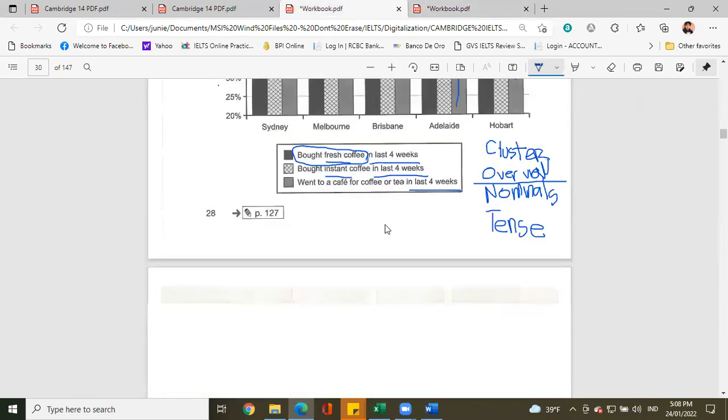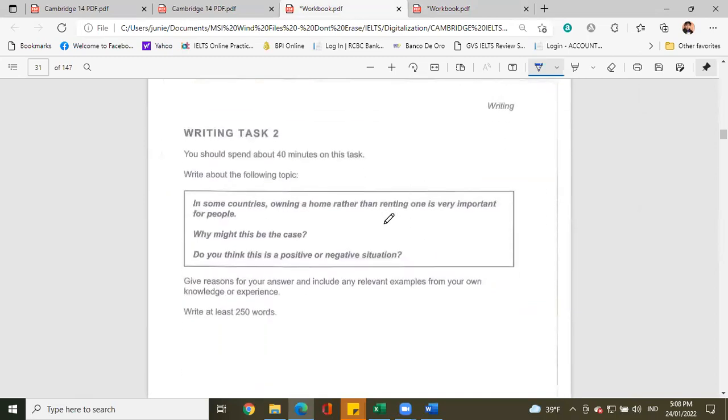So let's check out the task 2. In some countries, owning a home rather than renting one is very important for people. Why might this be the case? And do you think this is a positive or negative situation? So, I think I discussed this the last time, no? So we're discussing owning a home, no? And then renting a home.